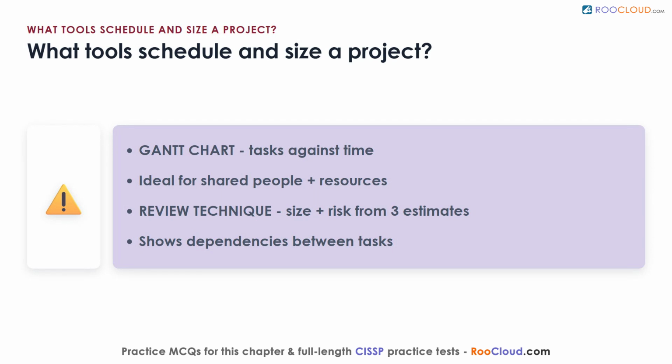A Gantt chart is a bar chart that maps tasks against time, showing how projects and schedules interrelate, which makes it ideal for coordinating work that shares the same people or resources. The program evaluation review technique, by contrast, helps you judge the size of a software product and gauge risk by combining the smallest likely size, the most likely size, and the largest likely size of each piece, while laying bare the dependencies between tasks. Together, they let managers plan timing, track progress, and schedule around bottlenecks. Think of a Gantt chart as the calendar view and the review technique as the estimate that tells you how big each block on that calendar really is.